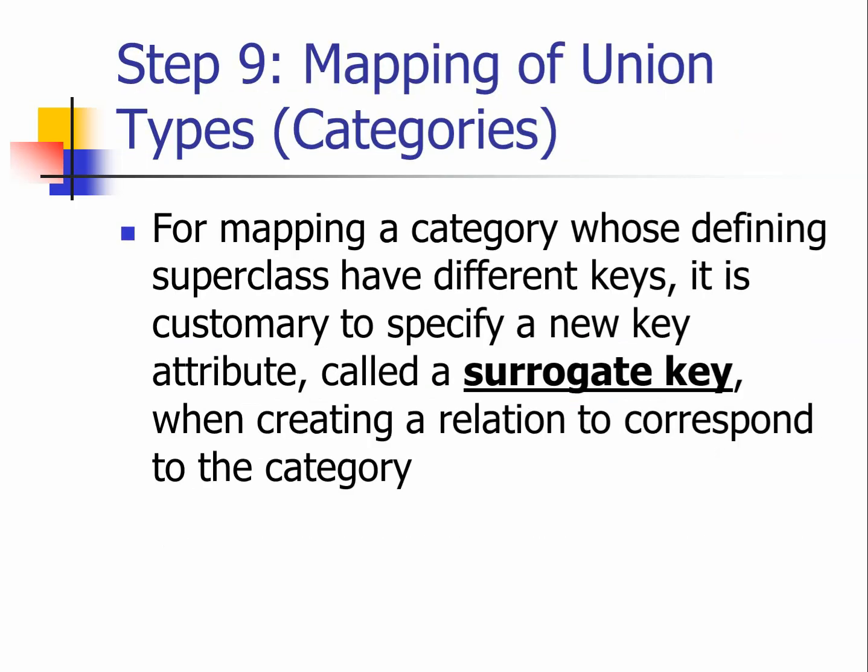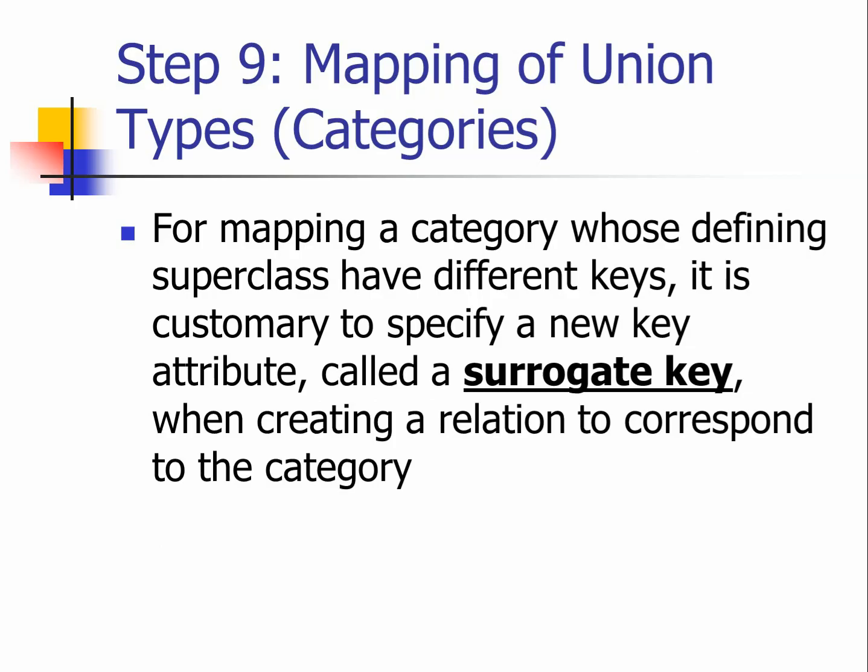Finally, mapping of the union. Union gives a very special property because it provides an OR opportunity over here. And therefore, to handle that, we do something very different from all the other steps that we have learned so far. So mapping a category, which is defining a superclass, with different keys indicating they have multiple choices over there.